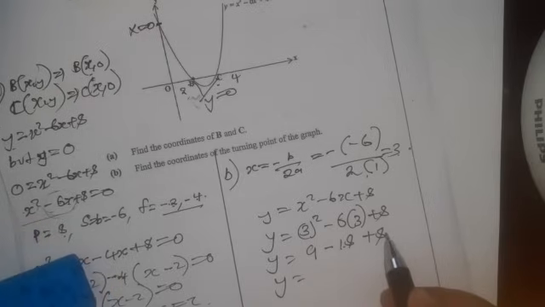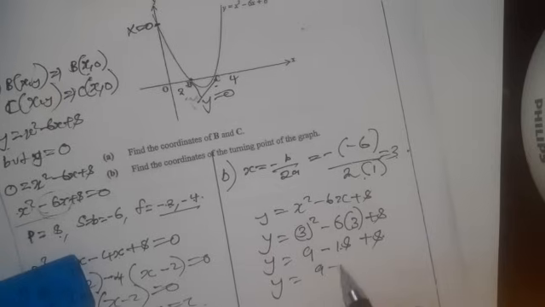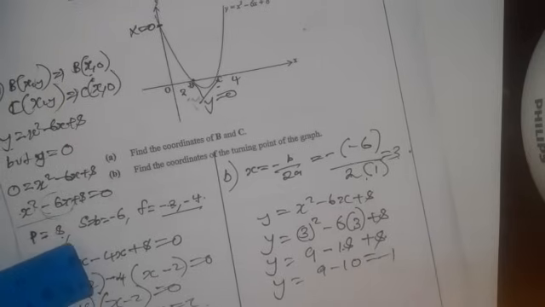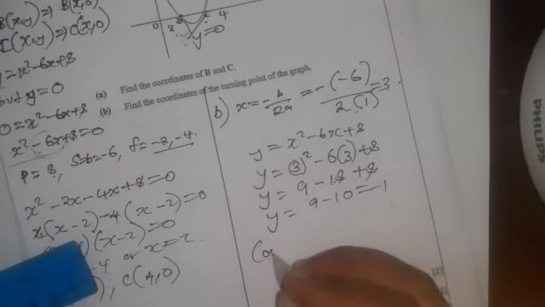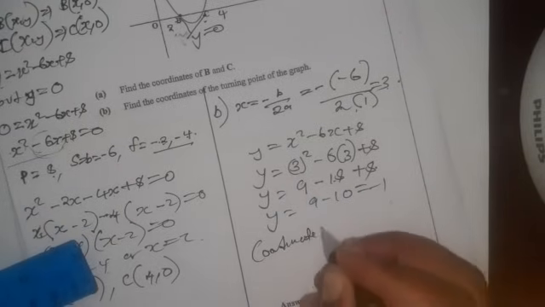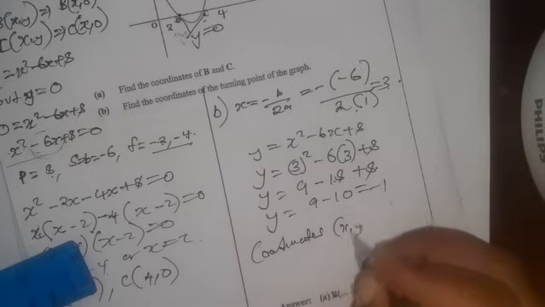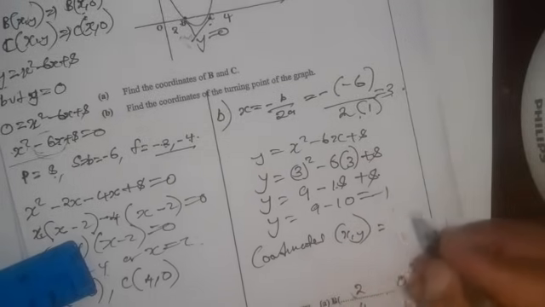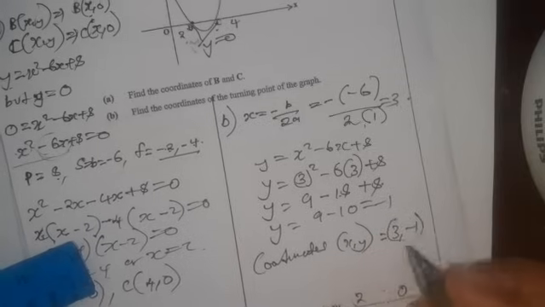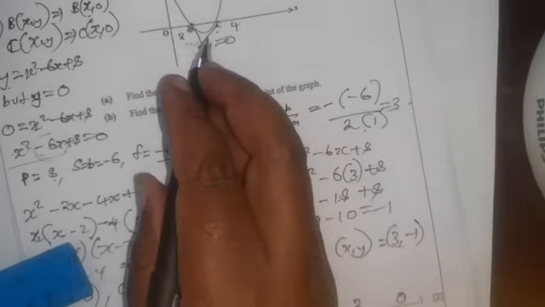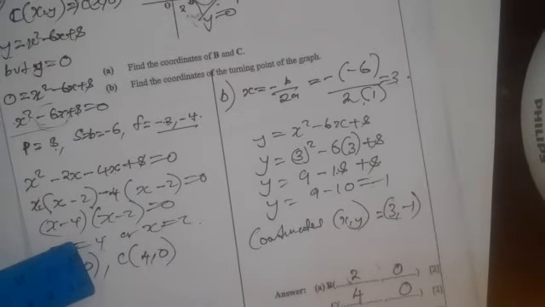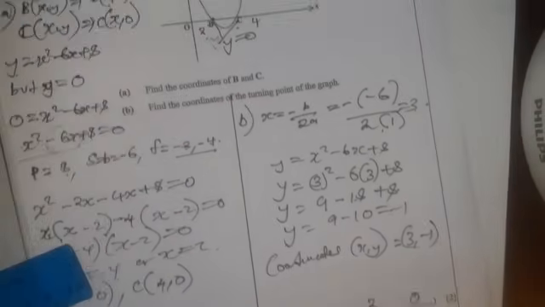Alright. So we have 9 minus 10. And the answer is negative 1. So the coordinates of the turning points are x comma y, which is, what is our x? 3. Y is negative 1. This y is also known as the minimum value of this one. Okay. So we have got 3 comma negative 1. So that's where we end for this problem.